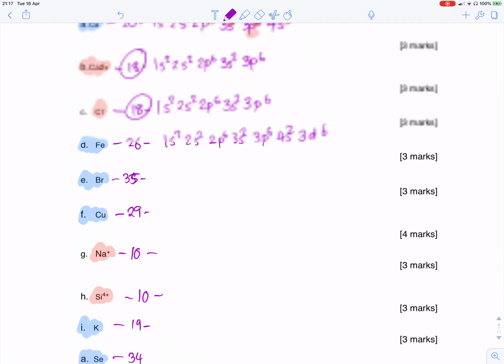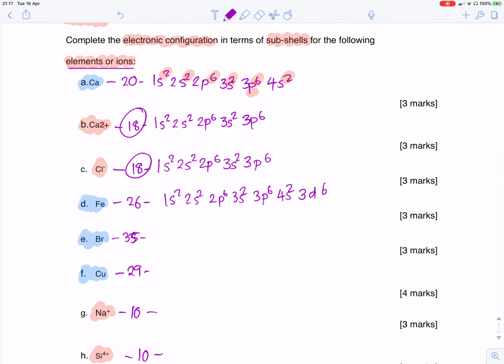Okay, then E is bromine. Bromine has 35, so we can go as far as just like the 20 first of all, which is 1s2, 2s2, 2p6, 3s2, 3p6, 4s2. So after the 4s2, we've got a complete 3d10. Now let's take stock and see how much is left. So we've got 2, 4, 10, 12, 18, 20, 30. So we only need 5 more. We've already had 3p6, so it's going on to 4p, because we've got 4s2. I need to delete that and put 4p here. 3d10, 4p.